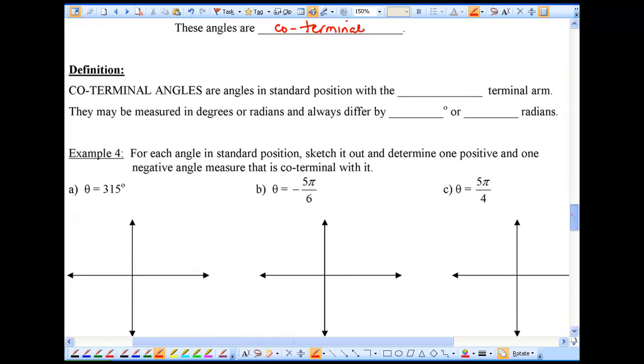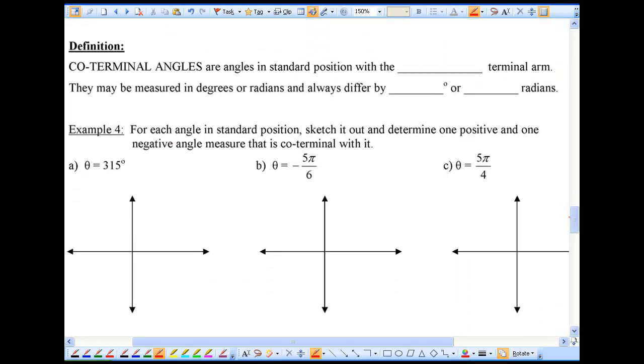So let me give you a quick definition of coterminal angles, and I'll give you some more practice with them. So, coterminal angles are angles in standard position with the same terminal arm. And they may be measured in degrees or radians and always differ by 360 degrees or 2 pi radians. I don't think this is really new for you because I think you did this in grade 11. The only new part now is dealing with radians.